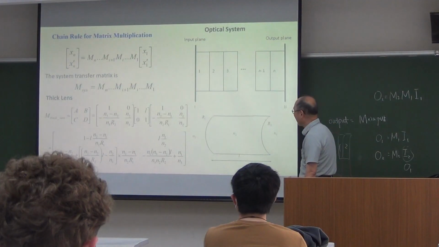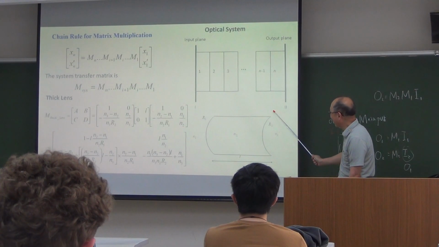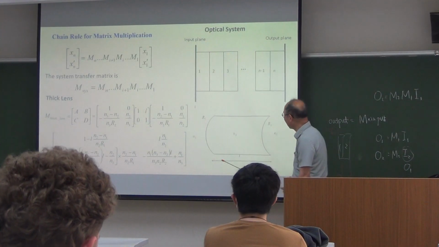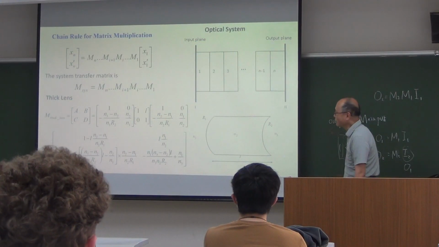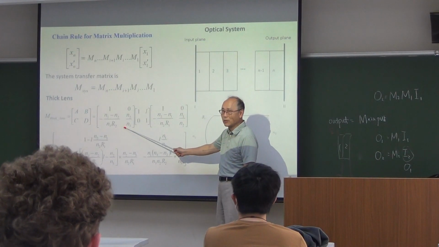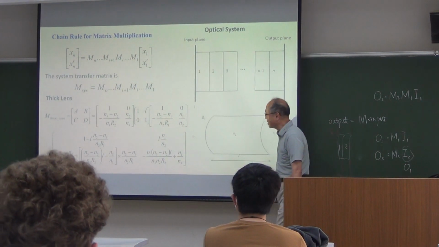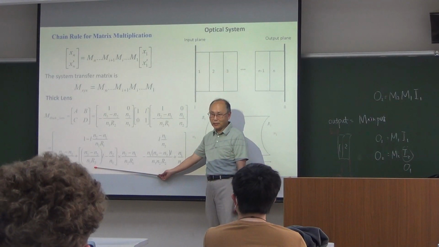Then the third optical element, in fact, is an interface like this, same as this one, except that R1 is replaced by R2, so you have this one. So you cascade them all together to get this ray matrix ABCD. So eventually you have a ray matrix for a thick lens.